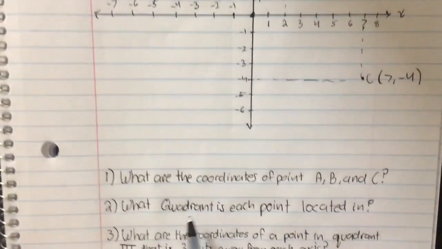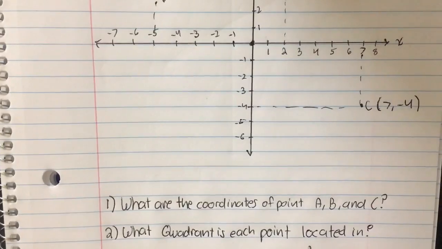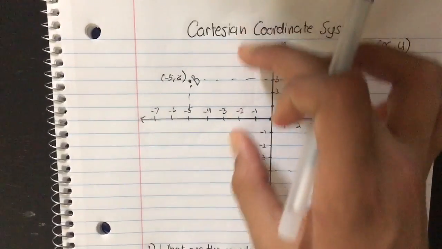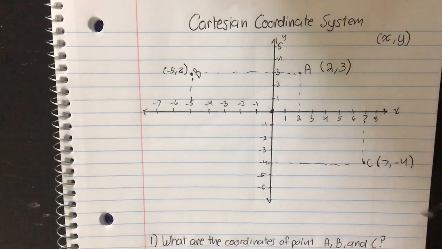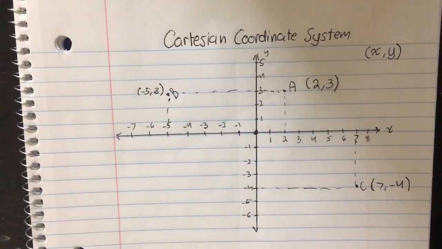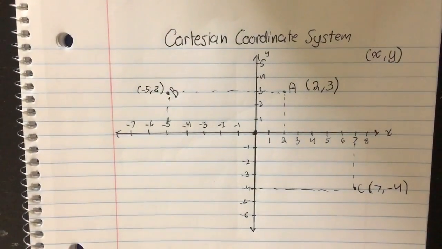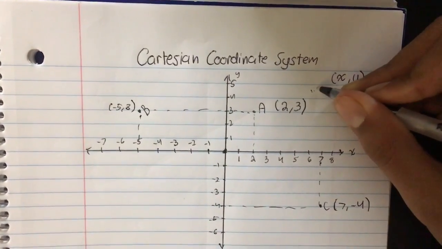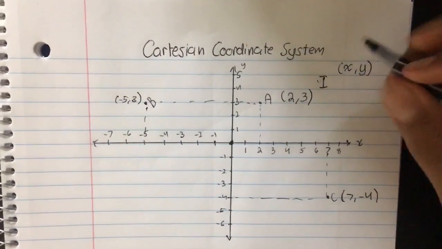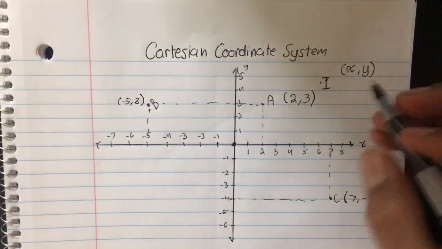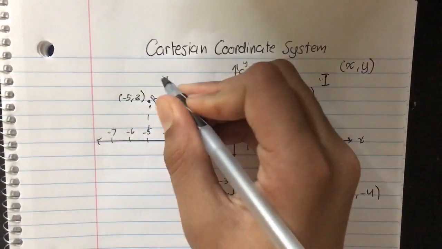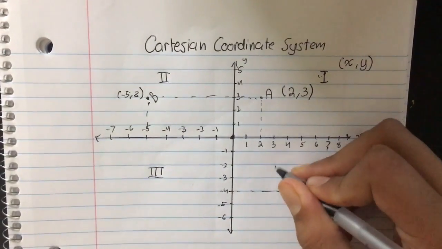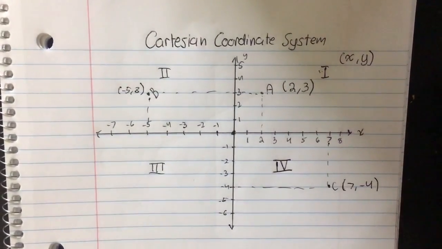Problem number 2. What quadrant is each point located in? One thing you might have noticed is that there seem to be 4 different boxes created by the 2 lines intersecting. Those boxes are called quadrants. The way we number these quadrants is, we start off in the top right corner, and we call that quadrant number 1. From here we go anti-clockwise and start numbering. From 1 it goes to 2, to quadrant 3, to the last quadrant, 4.